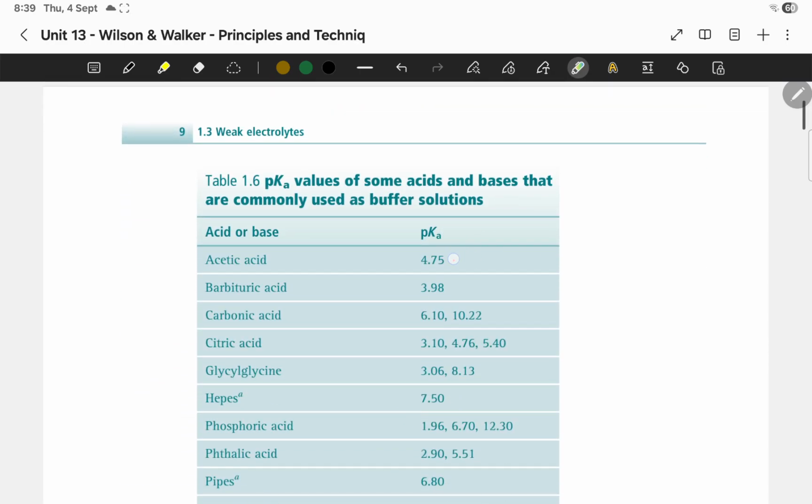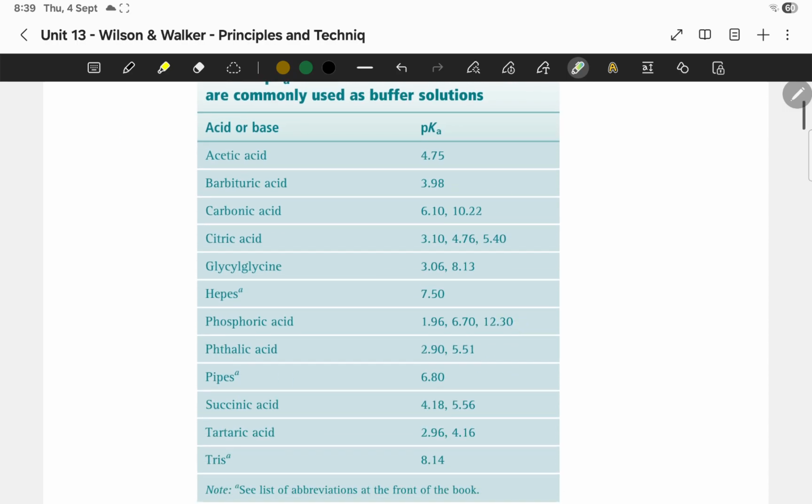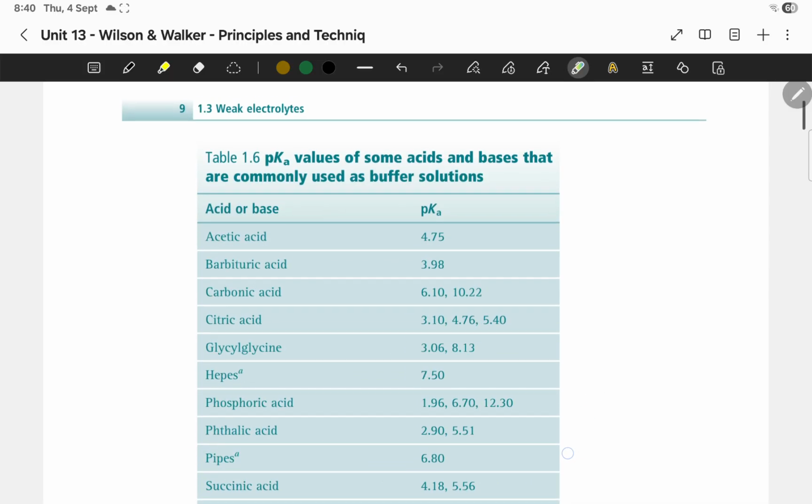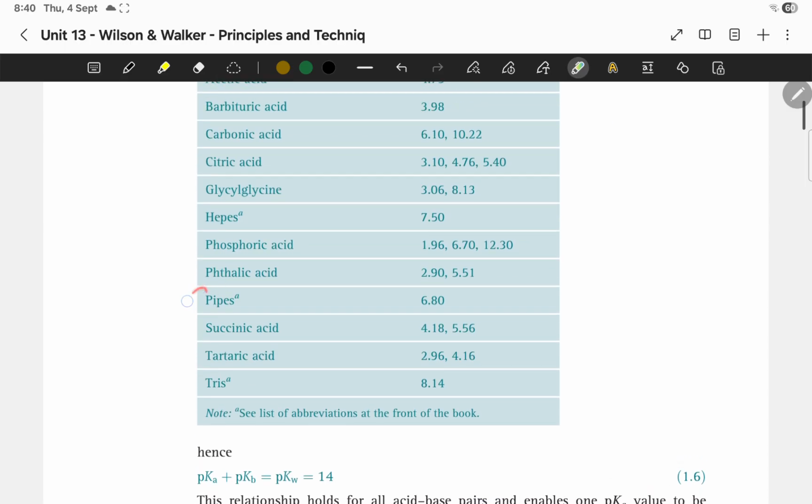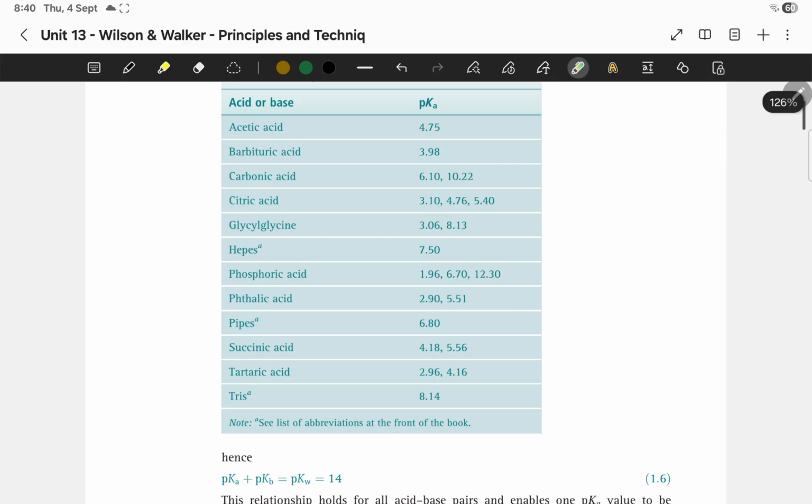Acetic acid, pKa is 4.75, butyric acid 3.98, and Tris is 8.41. What kind of acid is this? Okay, it's a base. PIPES is 6.8. Wow. So let's see the most lethal one. Oh, phosphoric acid, weird acid.